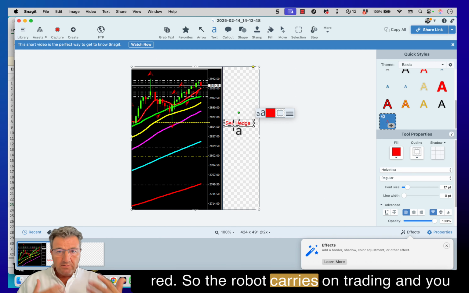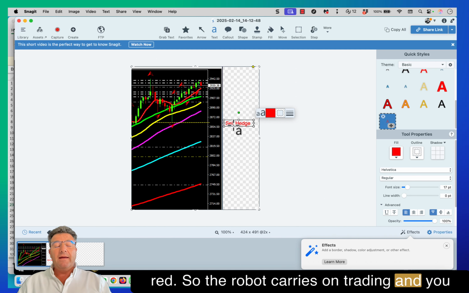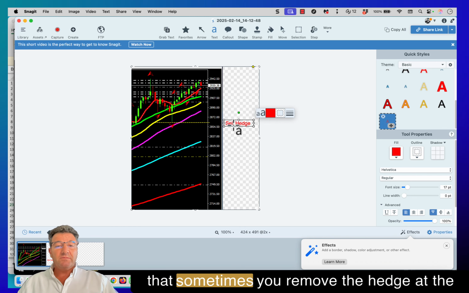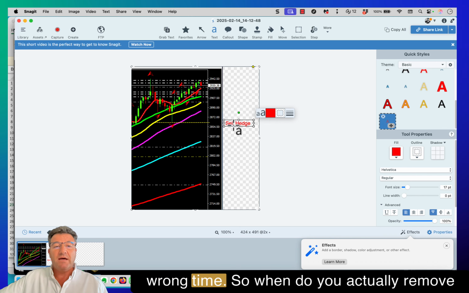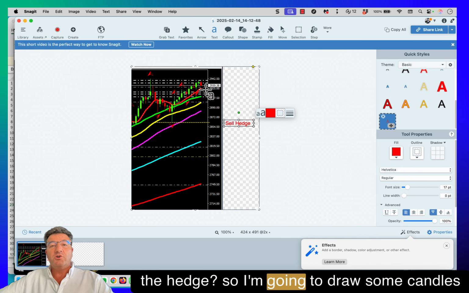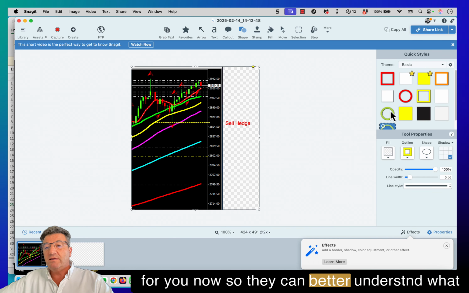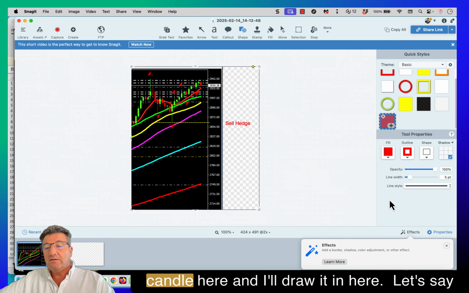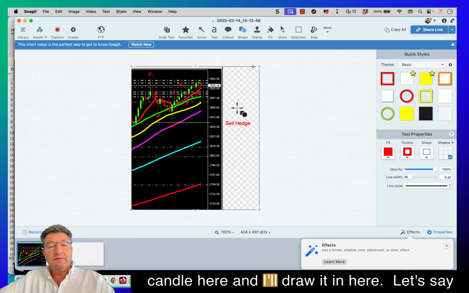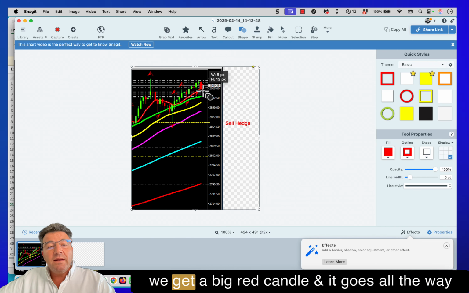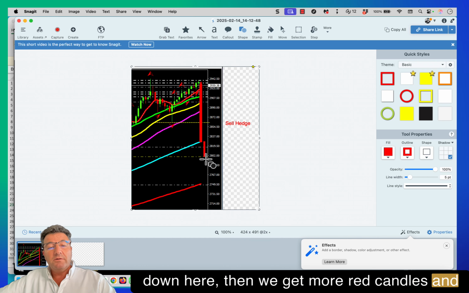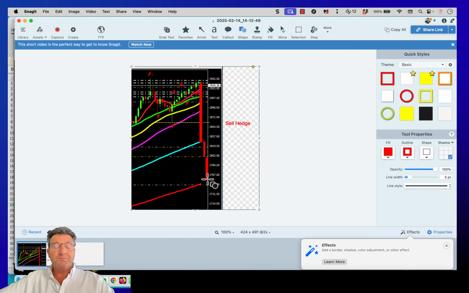So the robot carries on trading and you start making profits, and then what happens is that sometimes you remove the hedge at the wrong time. So when do you actually remove the hedge? So I'm going to draw some candles for you now so that you can better understand what's going on here. So let me just fill in a red candle here and I'll draw it in here. So let's say we get a big red candle. It goes all the way down here. Then we get more red candles and more red candles, right?